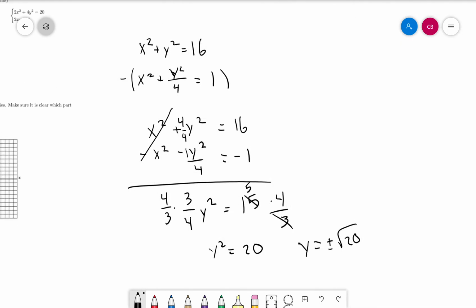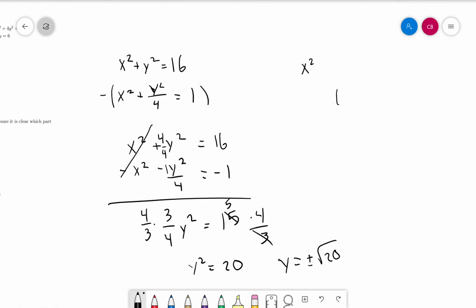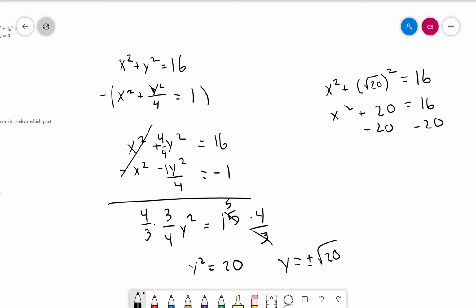So we have two possible answers. We have x squared plus y squared, where y squared is 20 for now. Doing the positive first: x squared plus 20 is 16. Minus 20, minus 20. X squared is equal to negative 4. X is equal to plus or minus 2i.